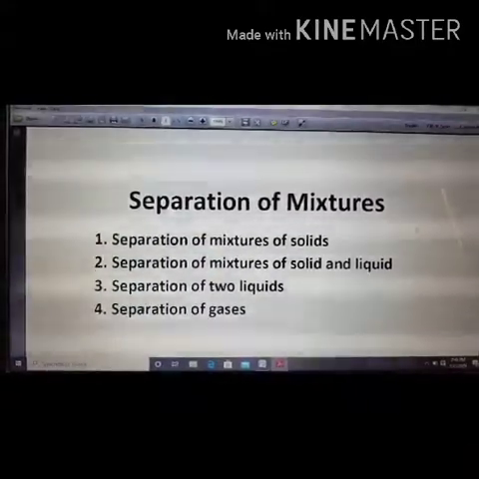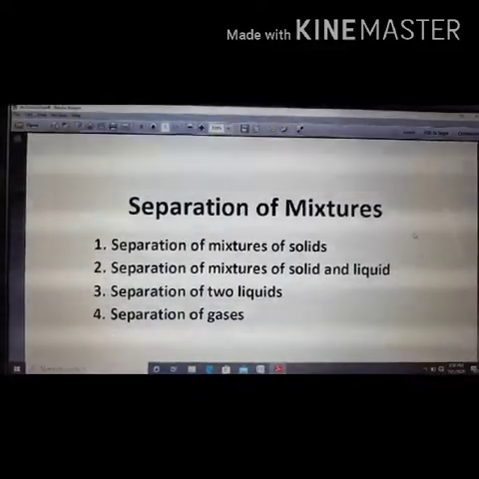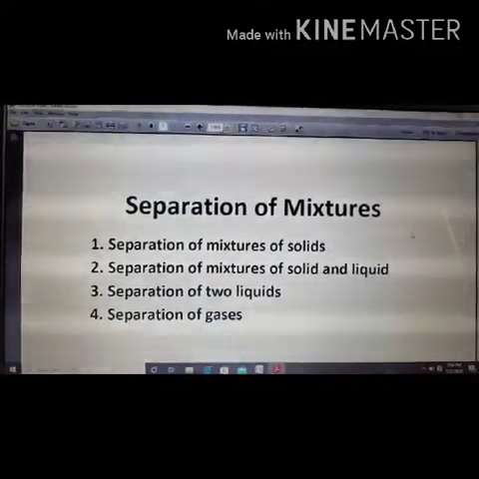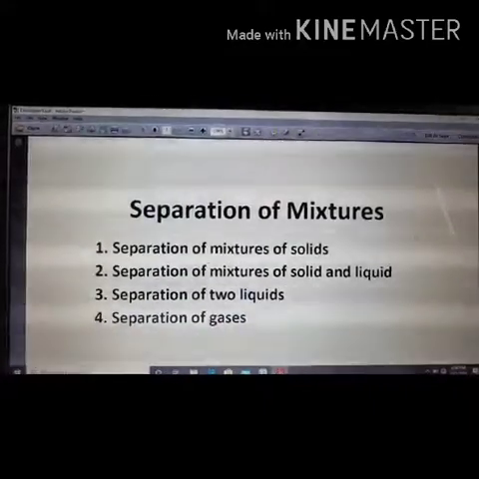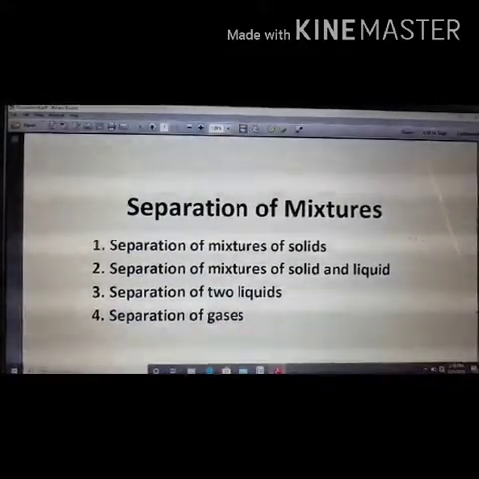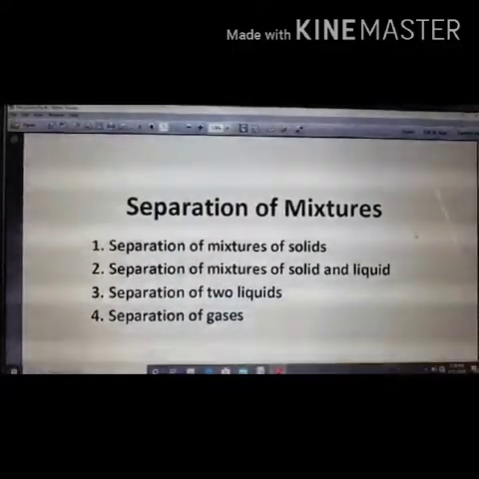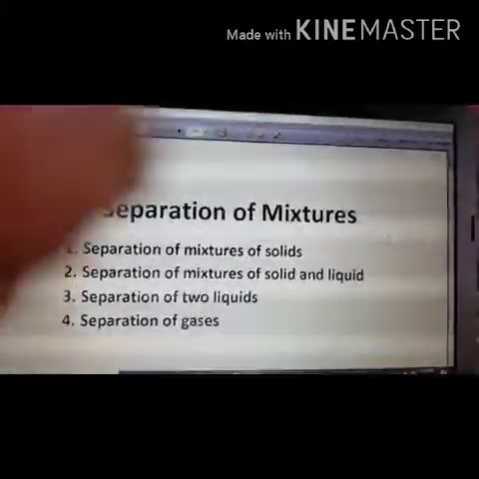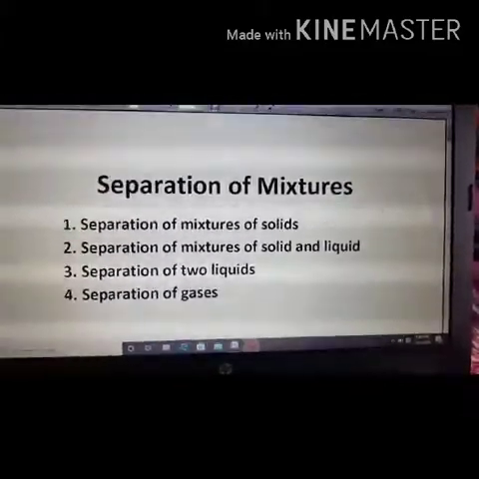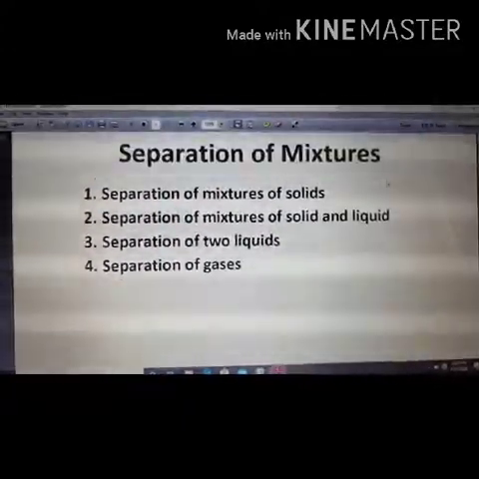You know that the mixtures are classified into 4 categories. One is the separation of a mixture of solids, another is the separation of a mixture of solid and liquid, then the separation of a mixture of 2 liquids, and the separation of a mixture of gases. Now, the first point, the separation of a mixture of solids, we will be discussing in this video.